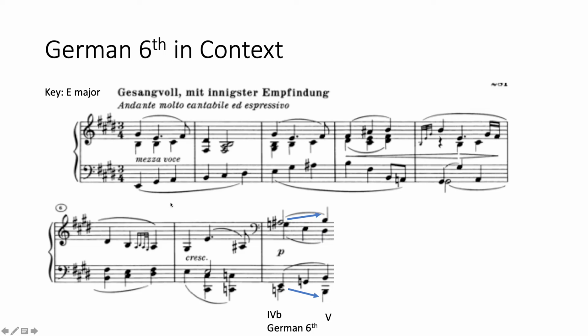So hopefully that all makes sense. If there's one thing that you want to take away from this, it's just that kind of outwards resolution of an augmented sixth, and indeed just that an augmented sixth chord is a chromatic alteration of chord 4B. Those are really the key takeaways.